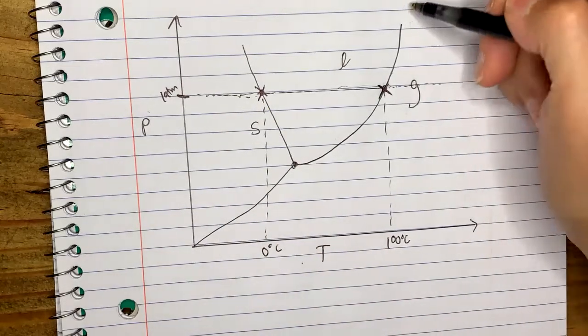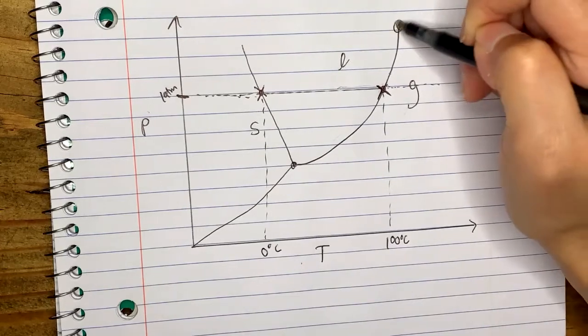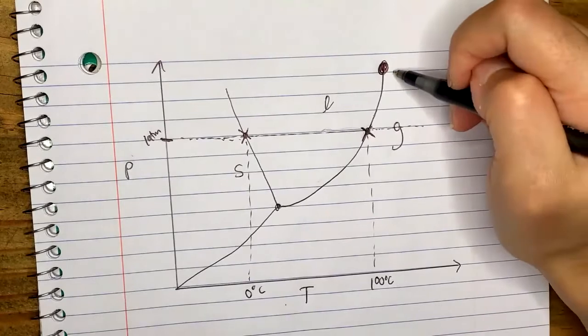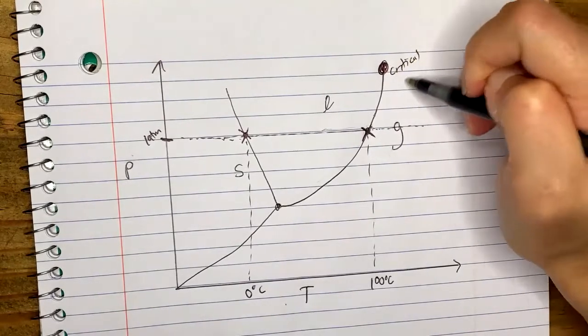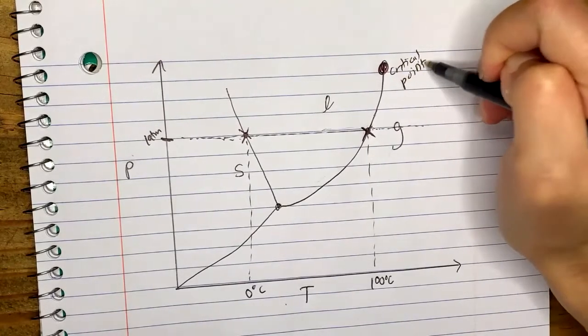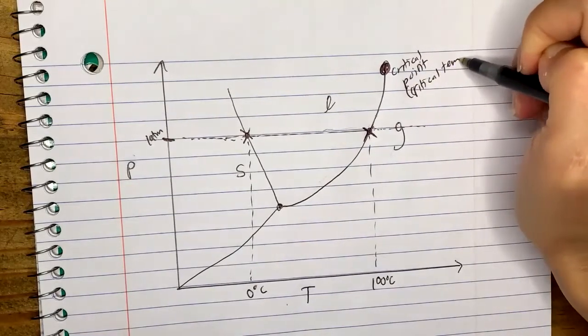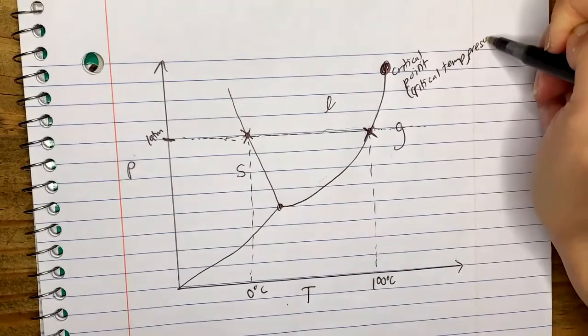And then we talked about supercritical fluid, right? So there's this point here, above a certain pressure and temperature, at this critical point that contains the critical temperature and pressure.